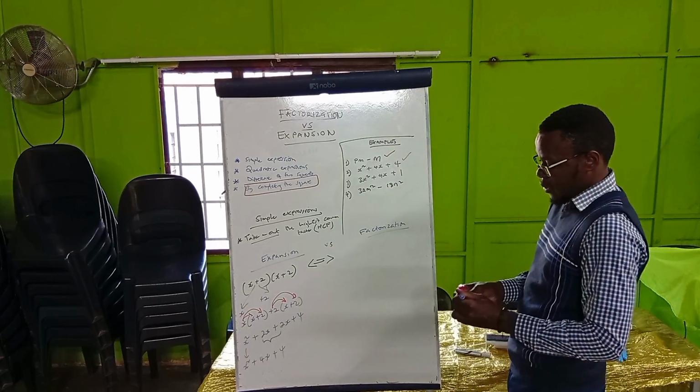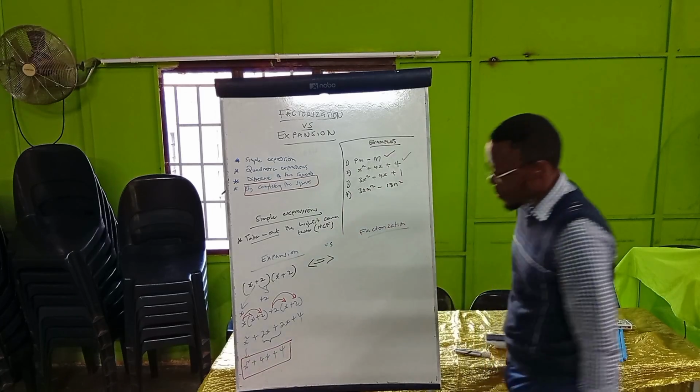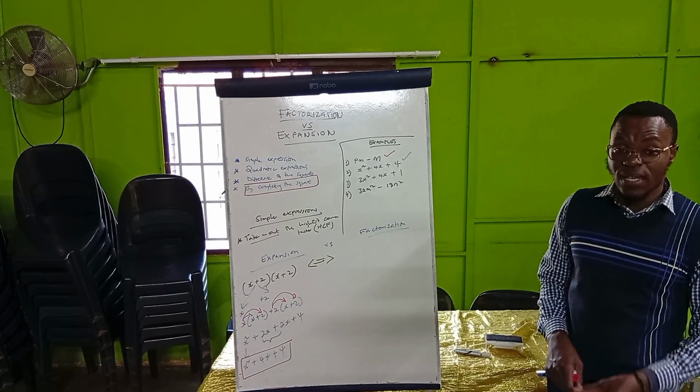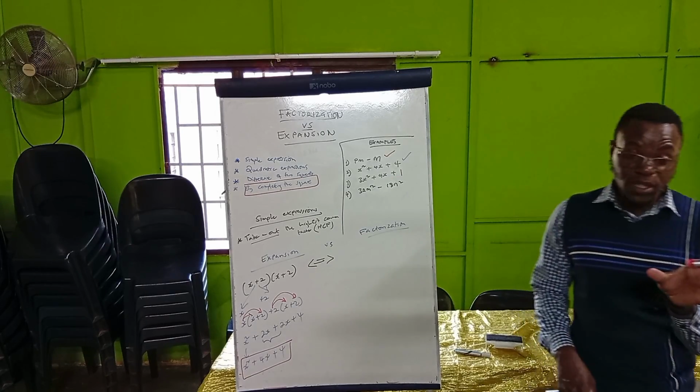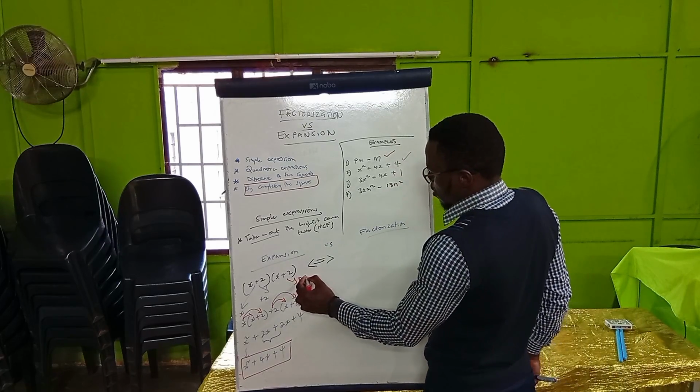So notice that this is exactly the same as that. So the expansion will give us the quadratic, the expansion of a double bracket. This is called a double bracket.